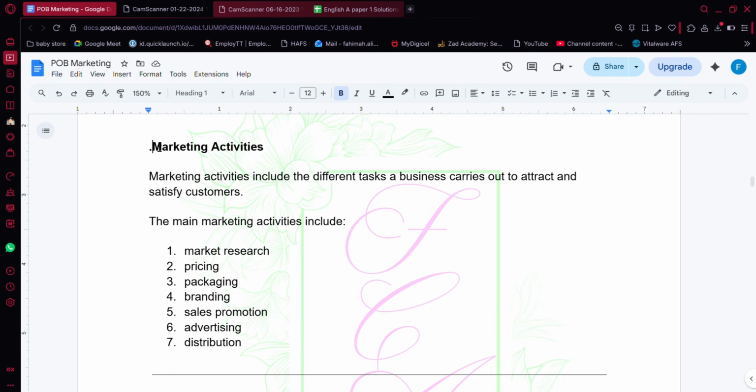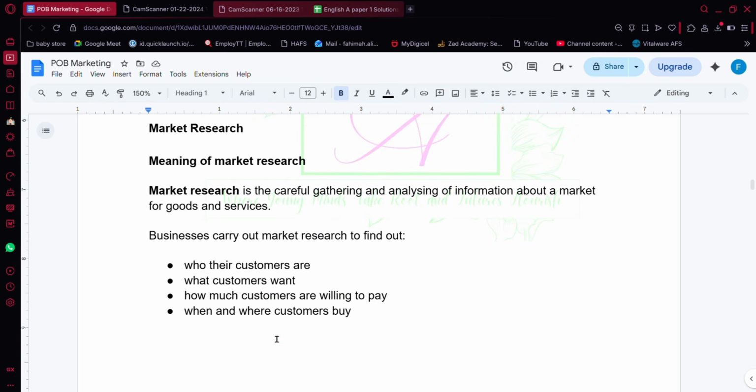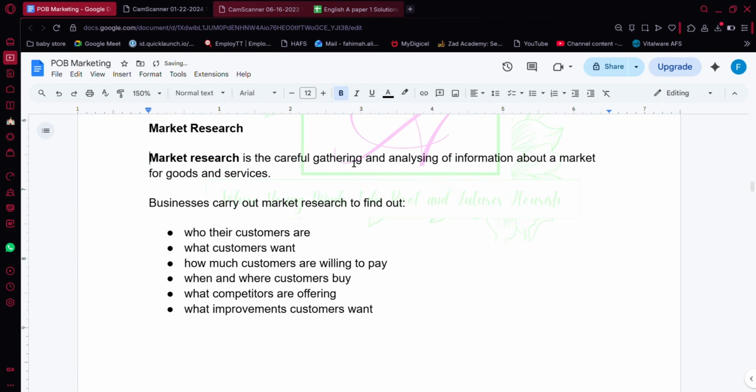Marketing activities. Marketing activities include the different tasks the business carries out to attract and satisfy customers. The main marketing activities include market research, pricing, packaging, branding, sales promotion, advertising, distribution. Market research is the careful gathering and analyzing of information about a market for goods and services.